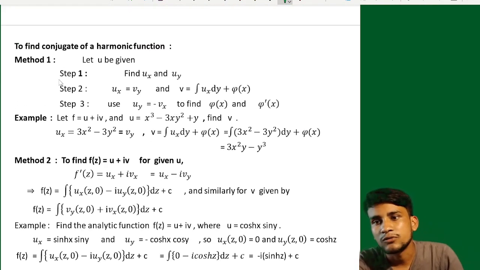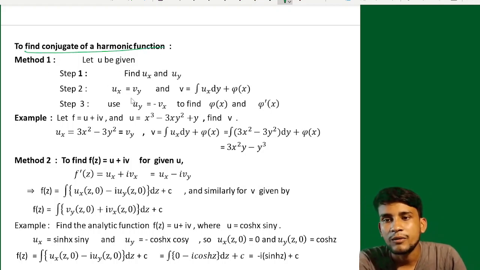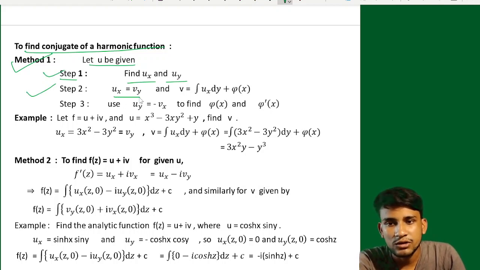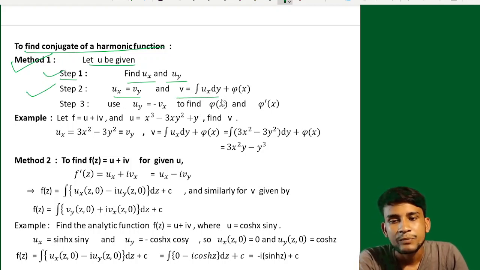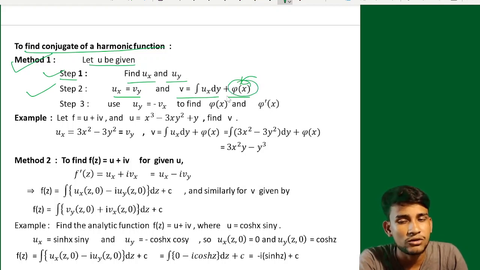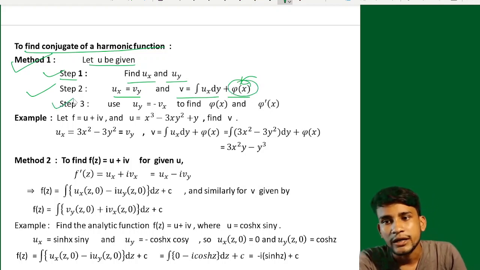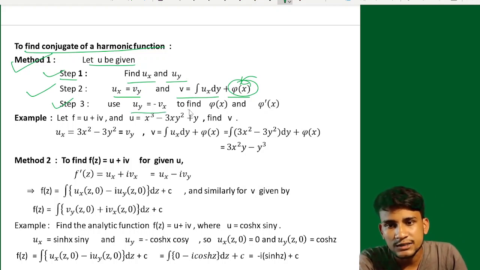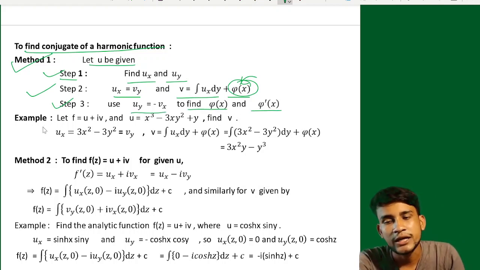And now to find the harmonic conjugate of a harmonic function, there are three methods. So method 1, let u be given. Step 1 is first find ux and vy. Second step is ux equal to vy and v equal to integration ux dy plus phi x, this is the constant of integration. Since x is taken as a constant, we can write the integrating constant as a function of x only. And number 3 is use uy equal to minus vx to find phi x and phi dash x. These are the method steps.